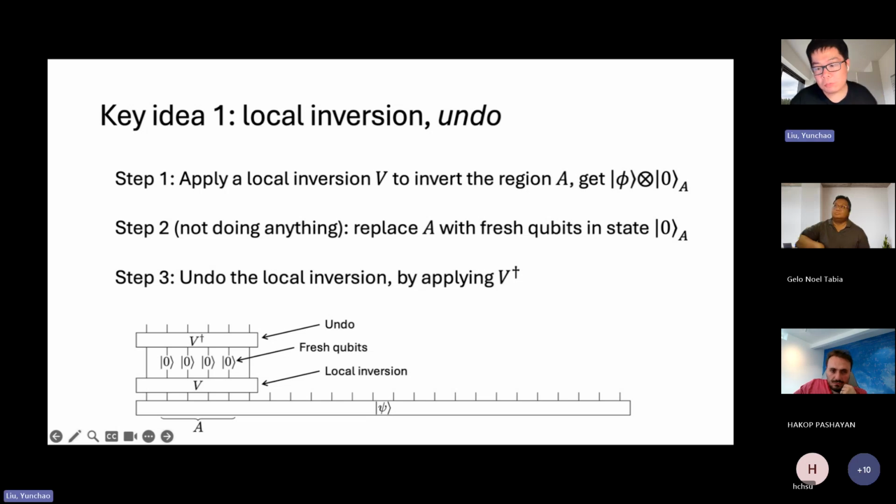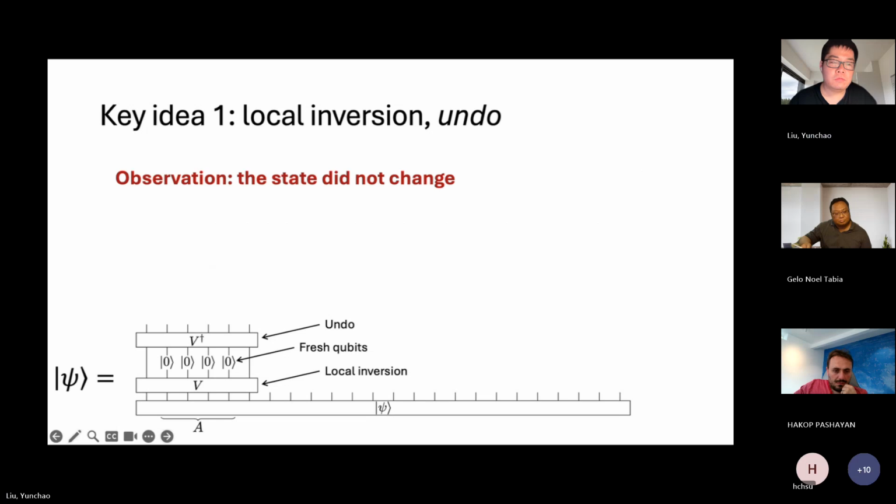Now you might be surprised, because in steps 1, 2, 3 overall, we are literally not doing anything, because all we have done is to apply some unitary and its inverse. So what's the point? Well, let's look at this picture more carefully. The first observation we can make is that overall the state did not change. We start with some quantum state psi at the bottom, but after doing steps 1, 2, 3, we still have the same quantum state psi. But of course, that's a trivial statement because we didn't do anything overall.